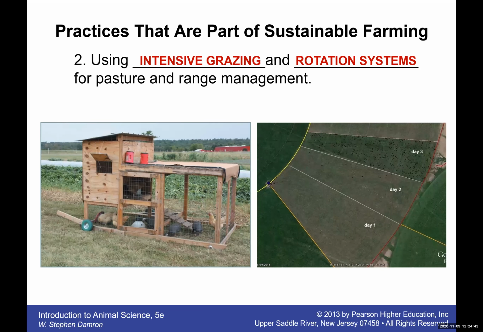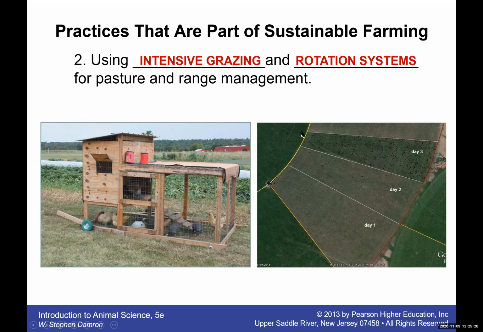The next one: you can use intensive grazing or rotational systems. And here, intensive is not referring to intensive like we think of in the production system itself, but intensive meaning it's an intense kind of grazing management. There's a lot of work going into it, right? So on the left, this is a small chicken tractor for a small production system, or say even a backyard farm. This is movable, or you can rotate it from place to place. On the right, what we see is an example of this intensive grazing system.